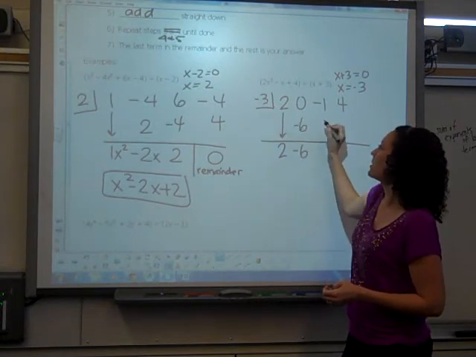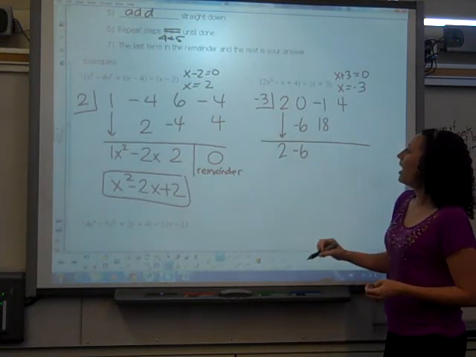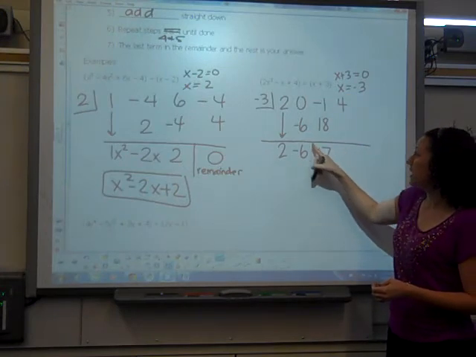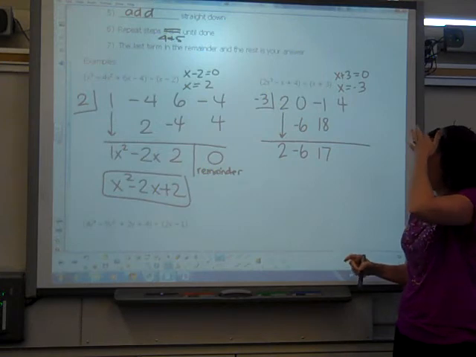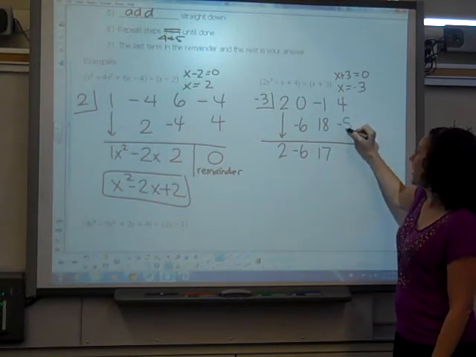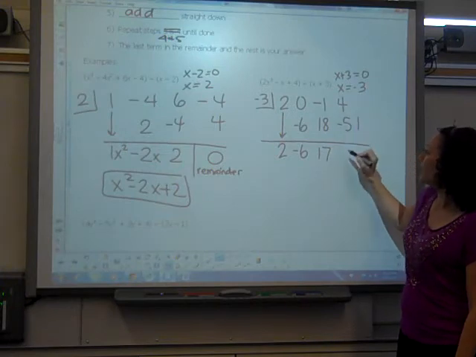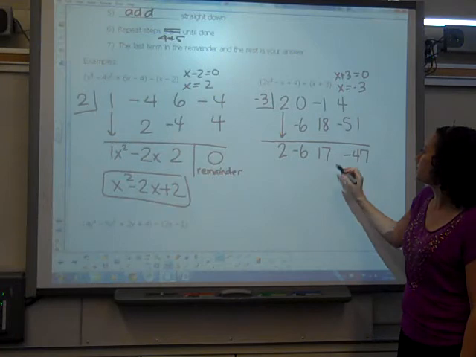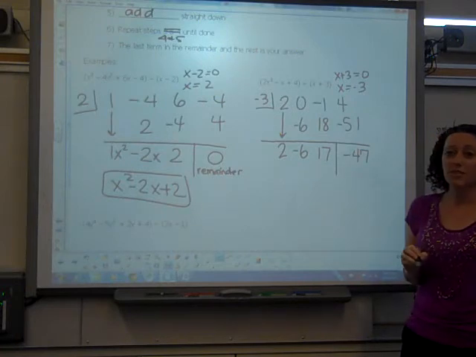I multiply by what's in the box. I add straight down. I multiply by what's in the box. Oh my goodness, 3 times 17. I believe that's negative 51. Hopefully I'm doing okay here. And then I add those and I will get negative 47. Cut it off to see your remainder.